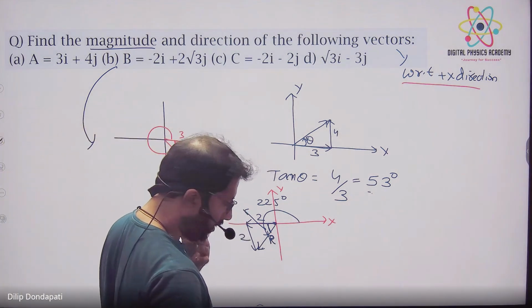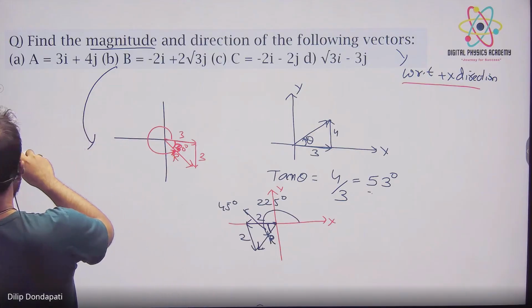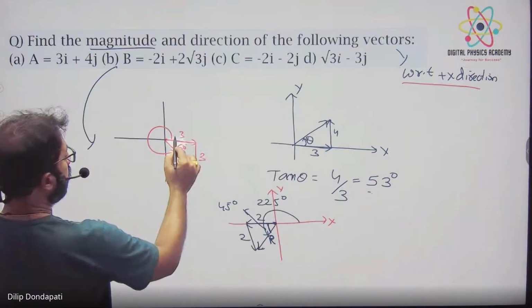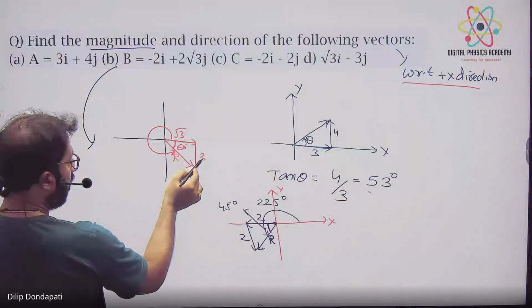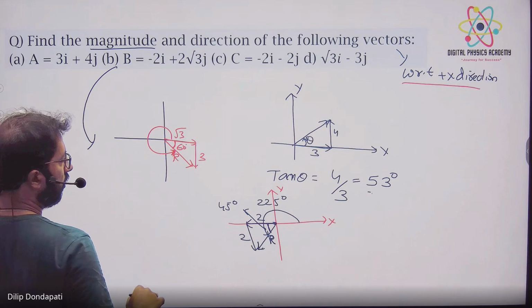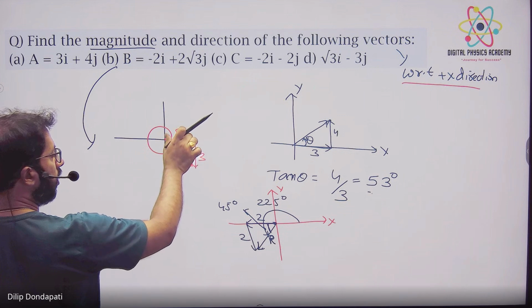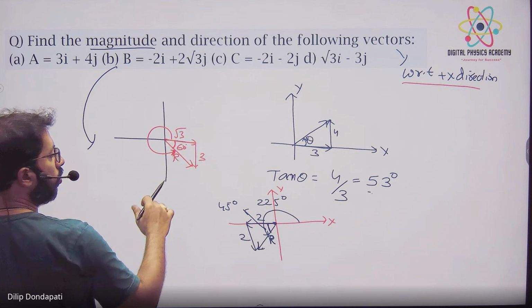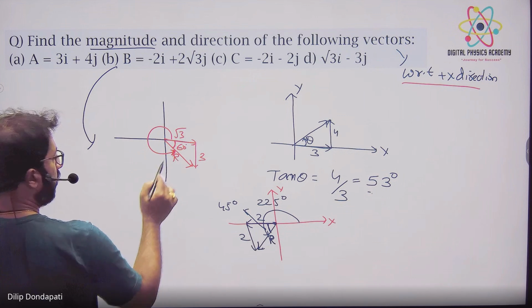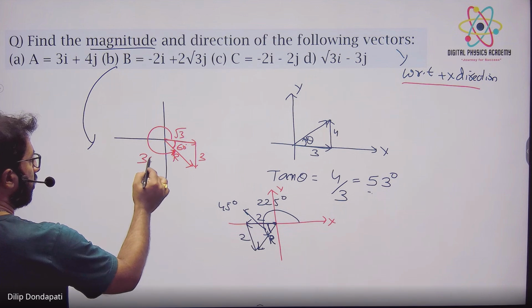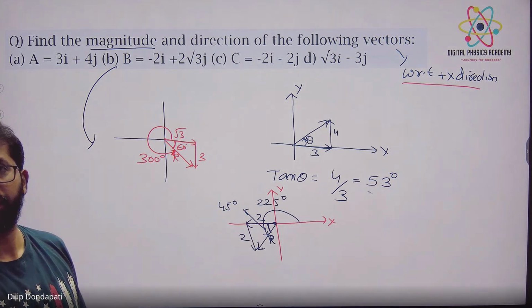No, sir, 60 only, sir. Sir, it becomes root 3 by 3, right? This is root 3, right? Oh no, 3 by root 3. See, opposite by adjacent. Opposite is 3 by root 3. So it will be root 3, which is 60, right? So total angle is 360. 360 minus 60 is 300 degrees. Okay?